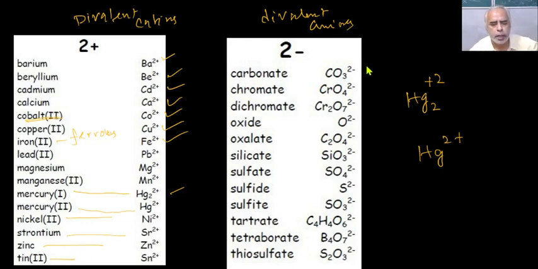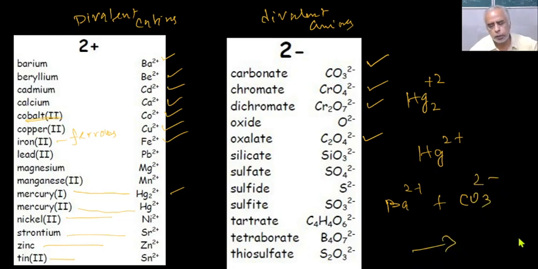So similarly we have carbonate anion, CO3 2 minus, chromate ion, CrO4 2 minus, dichromate, Cr2O7 2 minus. So likewise it goes, oxalate ion, silicate, sulfate, etc. Now we can combine these two. For example, let us consider barium 2 plus, and let us have the CO3 2 minus, so that we are able to get BaCO3. Okay, so barium carbonate.